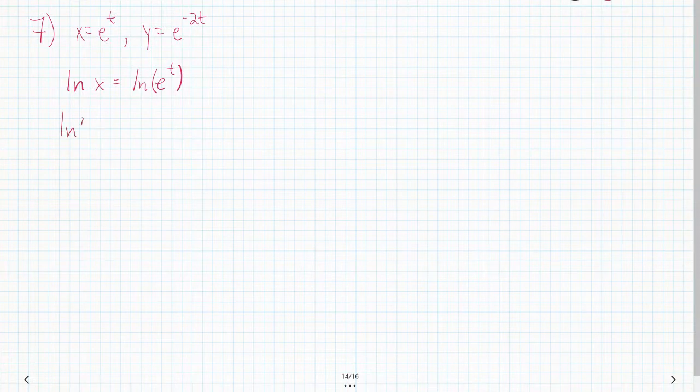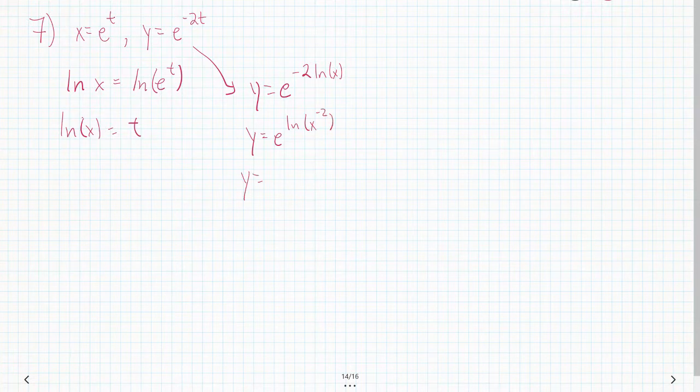And so natural log of x equals t. And I'm kind of pulling a fast one here in some regards, so just be careful. So what's our next bit? So we get y equals e to the negative 2t, and then we have natural log of x, right? So that means y equals e to the natural log of x to the negative 2, using properties of logarithms. E to the natural log, those things are going to cancel away, so you get x to the negative 2, and so y equals 1 over x squared.